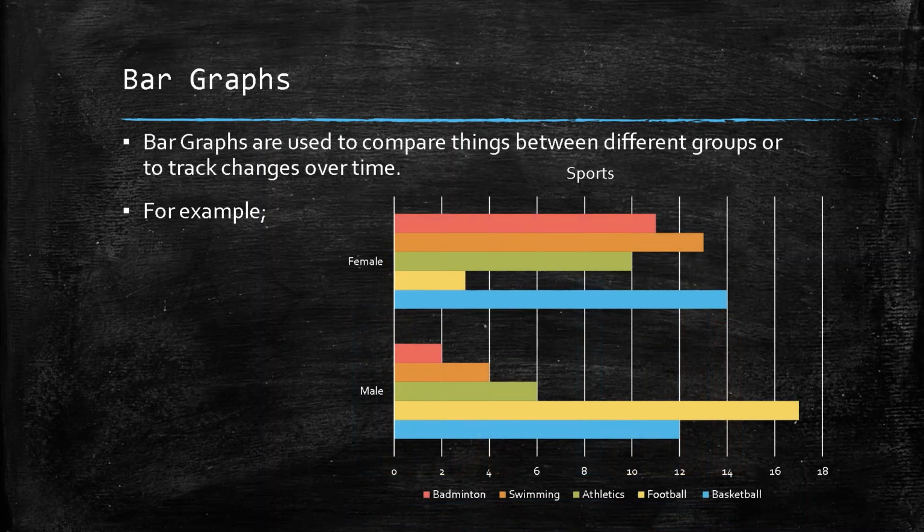Bar graphs. Bar graphs can be used to compare between different groups or can be used to track changes over a period of time. As you can see, the bar graph has its x-axis vertically, but in the column graph, the x-axis is horizontal. The uses of these graphs are different as well. Let's look at the bar graph now. Once again, we have the legend. Looking at that, let's figure out how many males swim. Yes, 4 males swim.